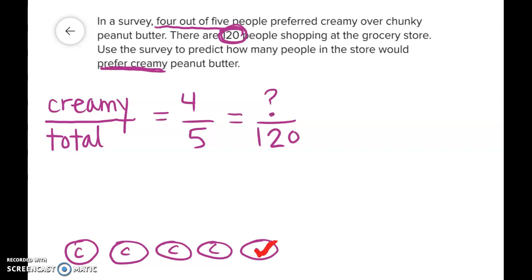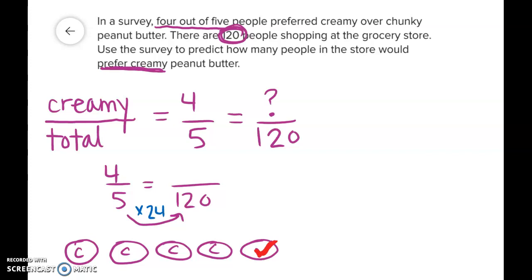So we need to determine, is there a direct path that we can use to turn a 5 into a 120? Well, I know that 5 times 20 is 100, and I know that 5 times 4 is 20. So I suspect that 5 times 24, using my calculator just to double check, is 120, and that is correct. So 5 times 24 is 120.